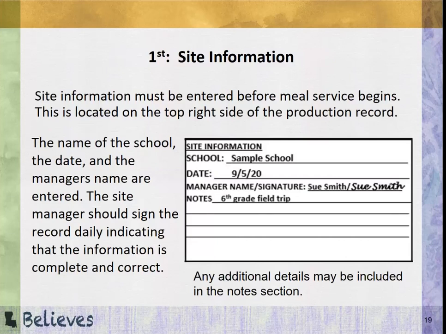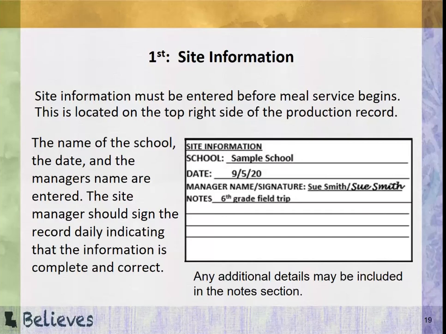As a first step, the manager should enter the site information prior to meal service. This is located on the top right side of the production record. And this box is where the name of the school, the date, and manager's name are entered. The site manager must sign the record daily, indicating that the information on the production record is accurate and complete.